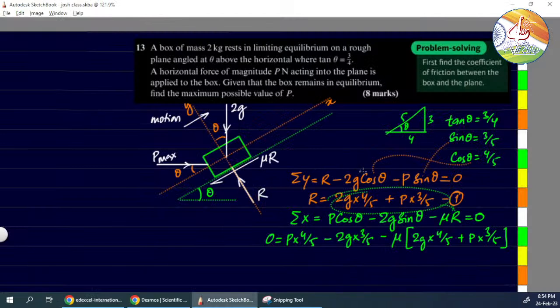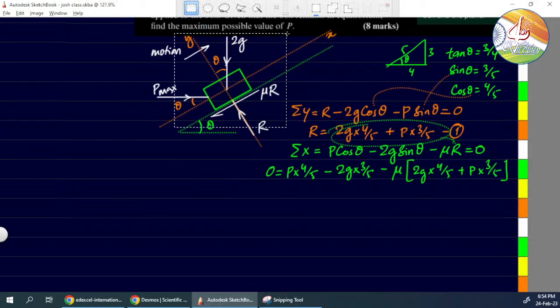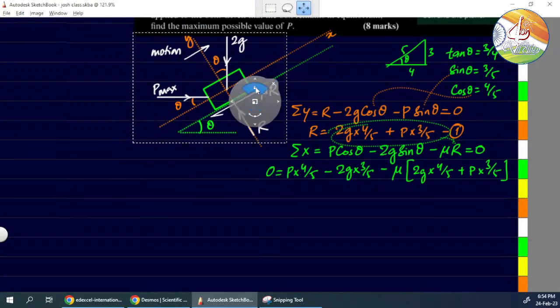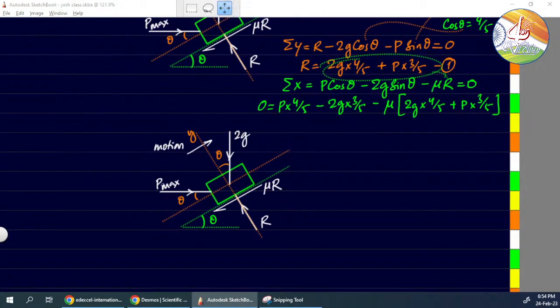So what he's telling is, in the absence of the force P, the object is tending to slide downwards. That's what he's telling. So if there is no force here, then the object is just about to slide downwards.